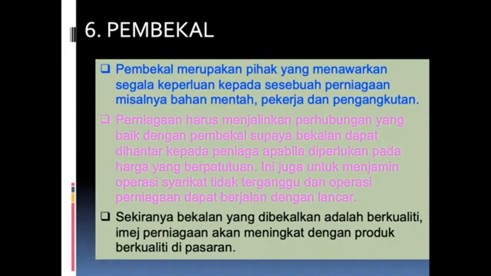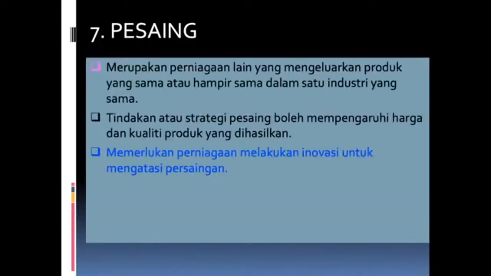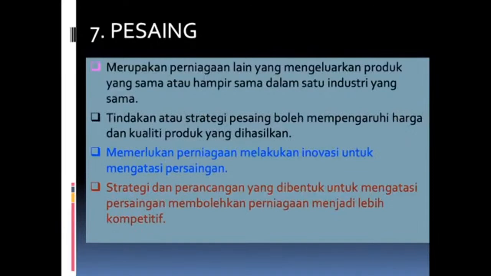Setelah kita tengok, yang ketujuh adalah pesaing. Seperti yang semua ketahui, pesaing merupakan peniaga lain yang menjual atau mengeluarkan barangan sama atau hampir sama. Contohnya bagi pengusaha restoran, pesaingnya adalah pengusaha restoran yang lain di kawasan yang sama.